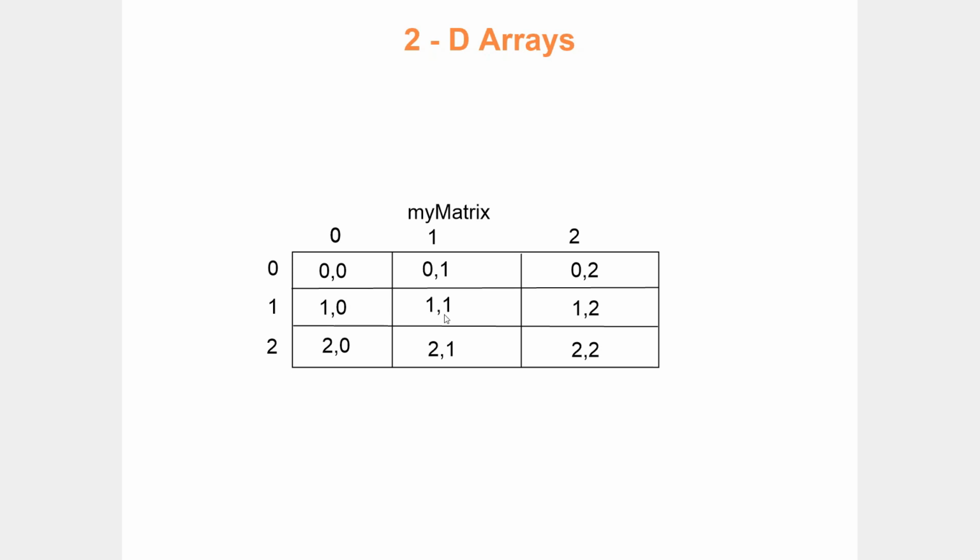And go to second column of second row. It is located at first row and first column. So the address of this one is going to be 1, 1. And next one is going to be 1, 2.